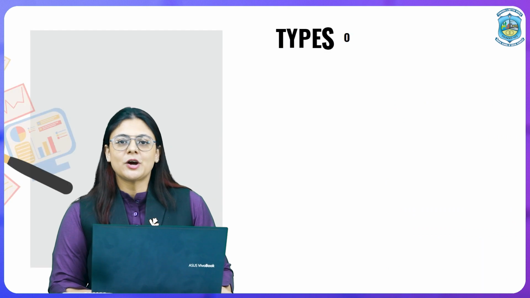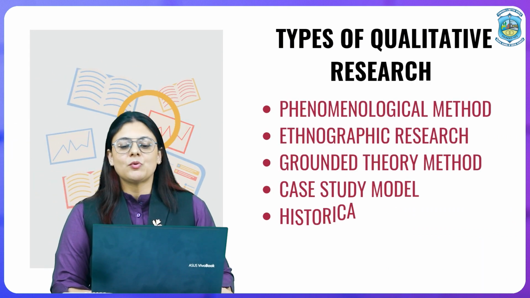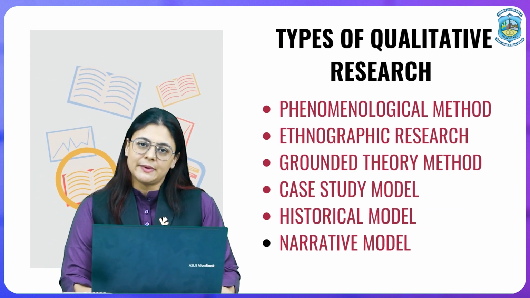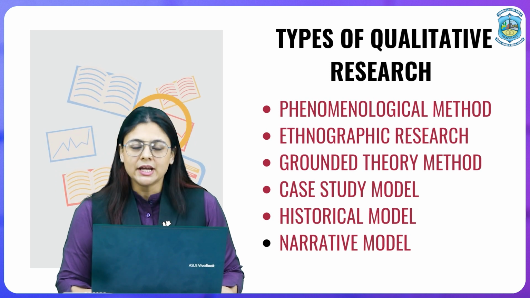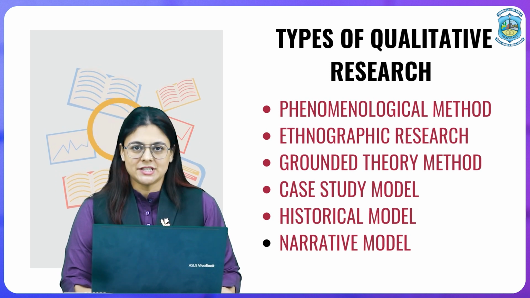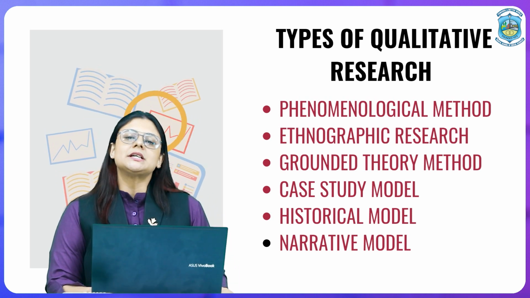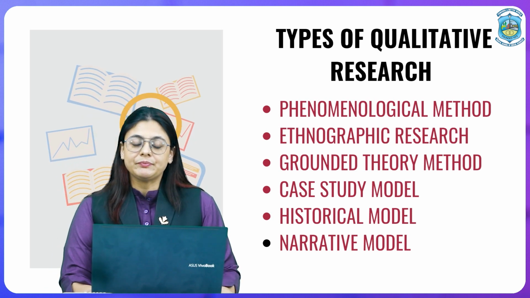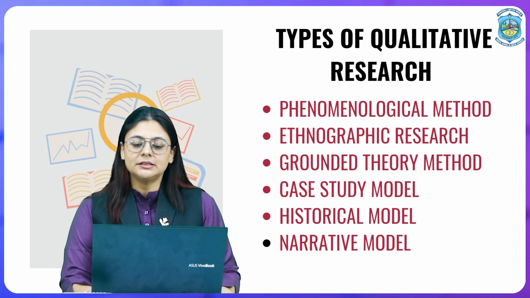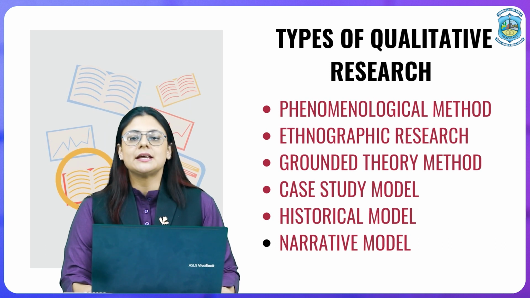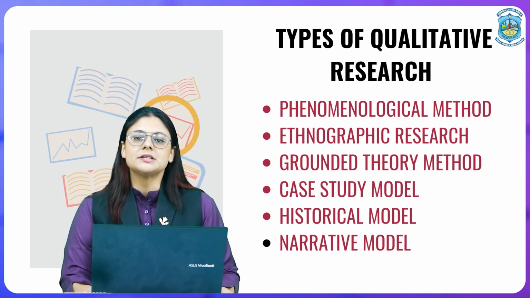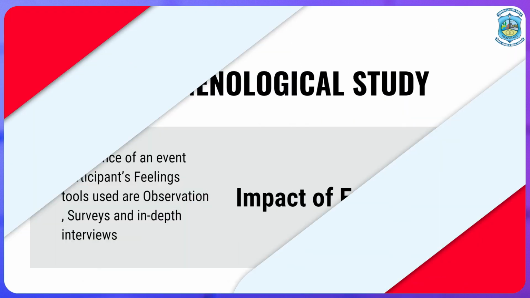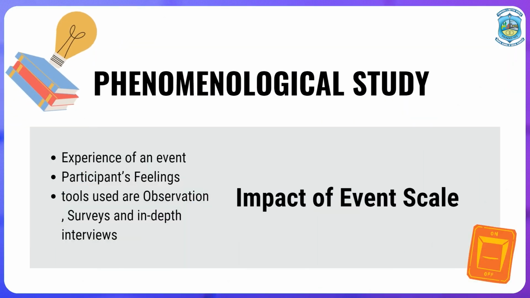In this module, we are going to talk about the different types of qualitative research methods that we can employ in order to conduct qualitative research. The different types go as: first, the phenomenological method; next, the ethnographic method; the grounded theory method; case study models; historical models; and narrative models. So let's talk about the phenomenological studies.